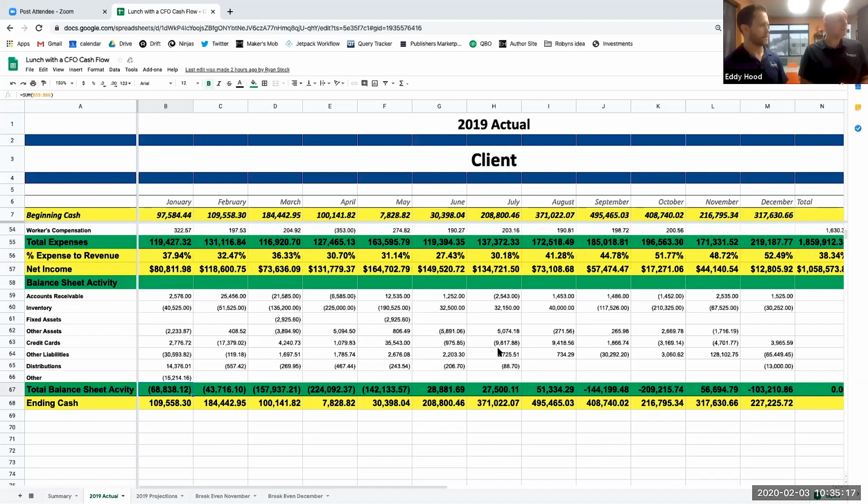So then all we do is we take that 97,000 plus the 80,811, and then we subtract off that $68,000 of balance sheet activity. And what we have left is our cash balance for the month. So we look at it and it is positive $109,000 is where we ended the month of January. So that was our actual cash flow for the month.